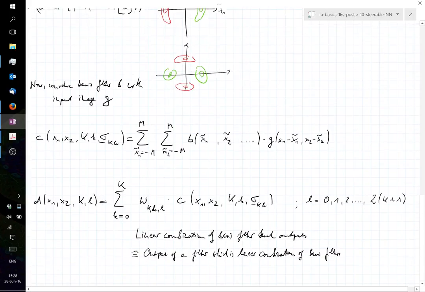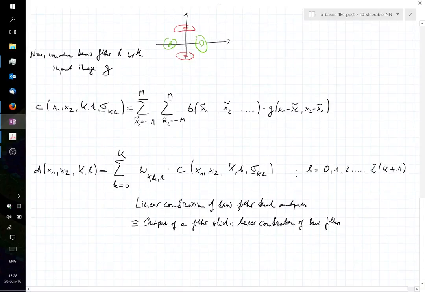And now about the steerability. Where does the steerability come in? So capital K here was the max polar frequency. Small l was by how far do we want to rotate our filter.